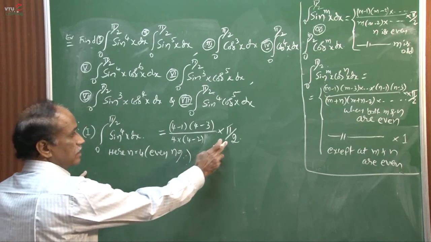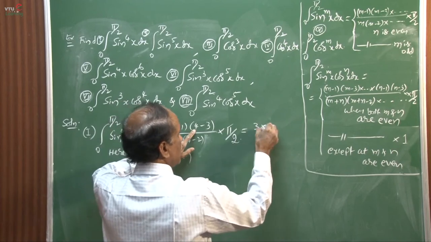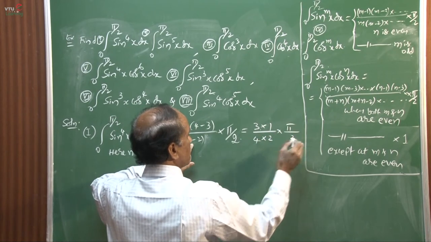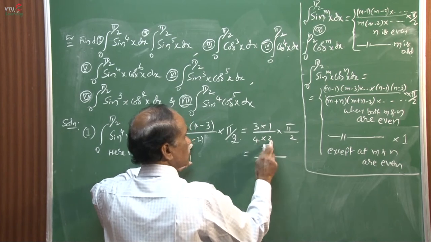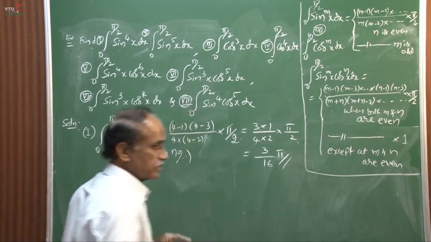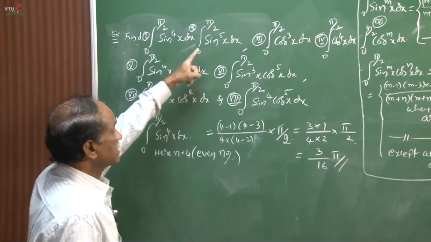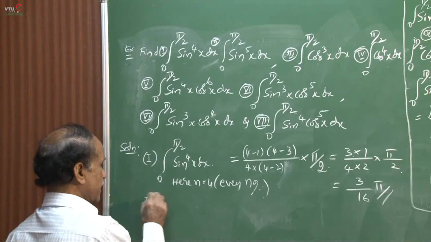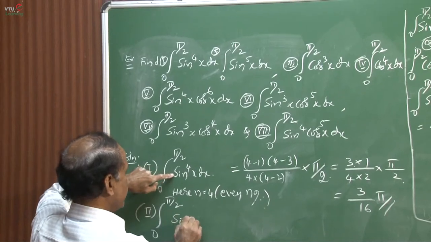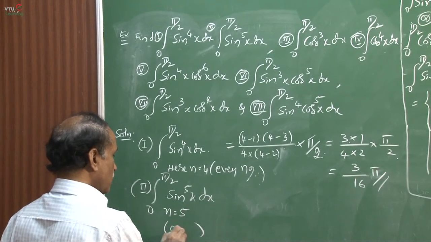Then we can take the last coefficient as pi by 2. So, what is the simplification? 4 minus 1 is 3 into 1, divided by 4 into 2, into pi by 2. What is the answer? 3 divided by 4 2s are 8, 8 2s are 16. That is 3 by 16 into pi. This is your answer. You can check this value with even number. Now, I shall take another example, with odd number. Second one, 0 to pi by 2, sine to the power 5x dx. Here n is equal to 5, it is called odd number.